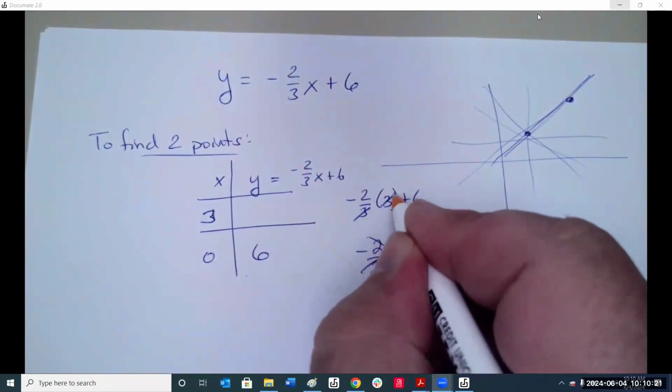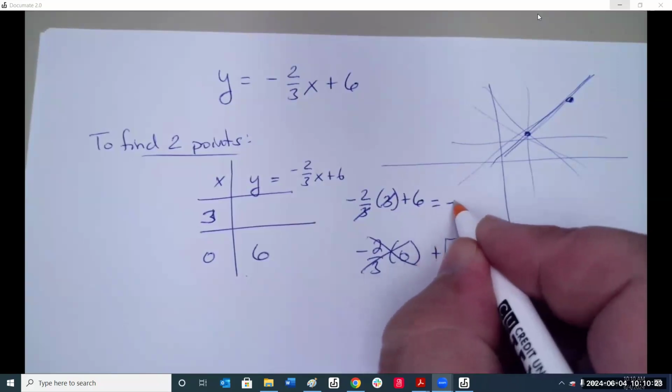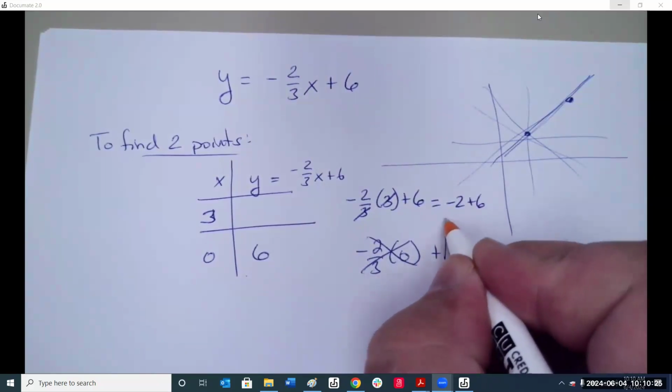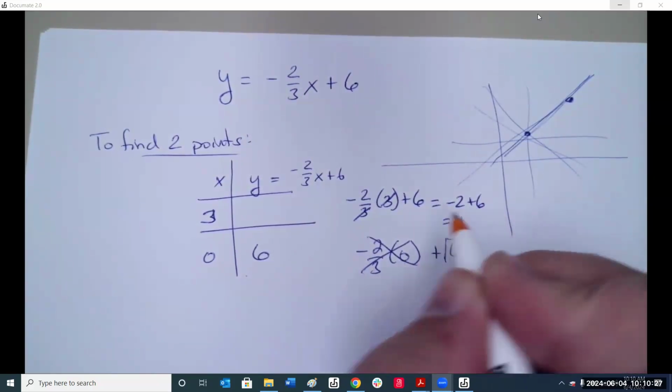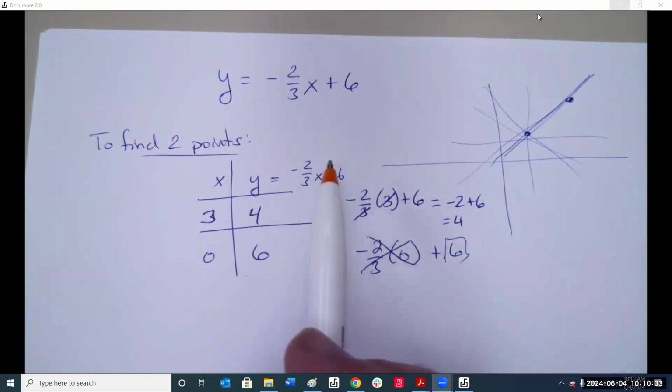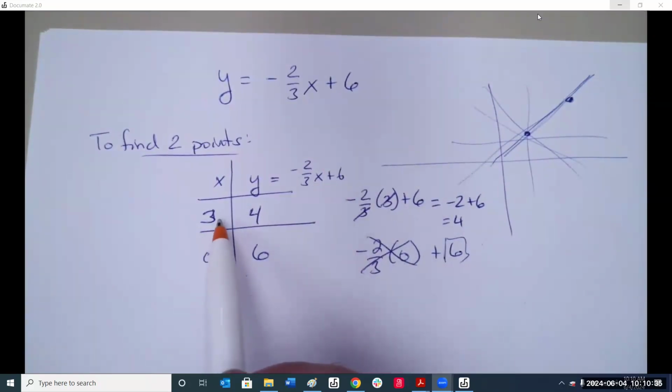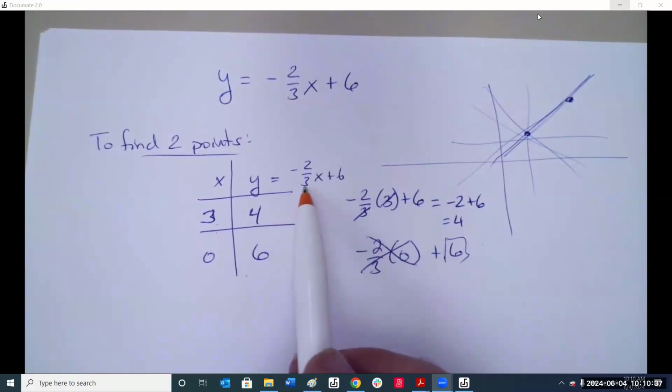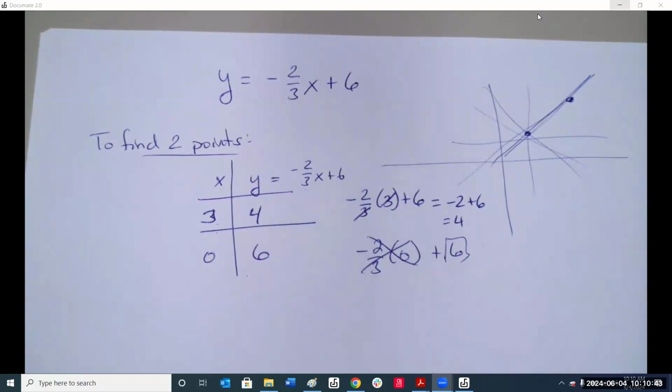The 3's cancel. Negative 2 plus 6 is positive 4. Whenever you have fractions, always look for the numbers that you put in there. Look for numbers that'll cancel with that bottom one. It's just going to save you time. It's going to be the same graph. It's just going to save you time doing the calculations.